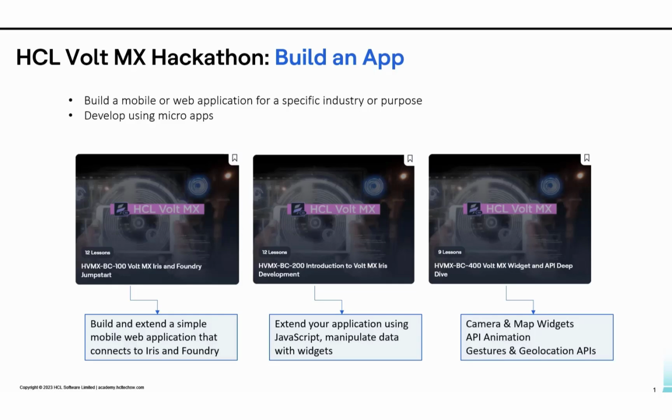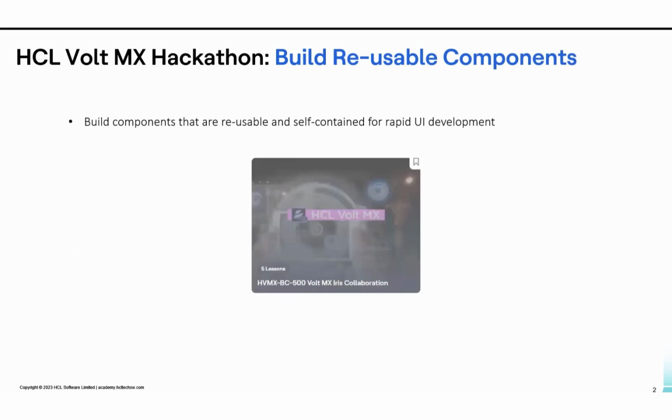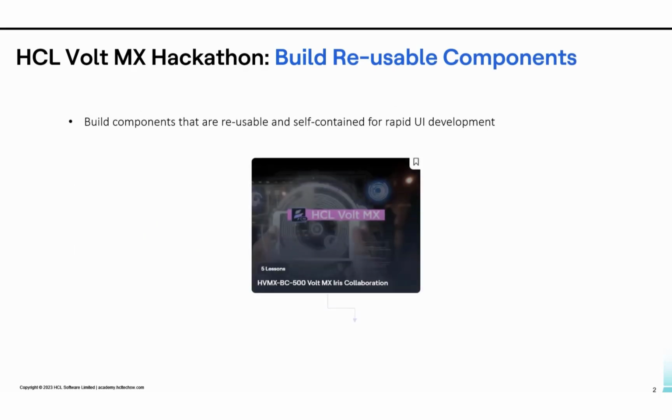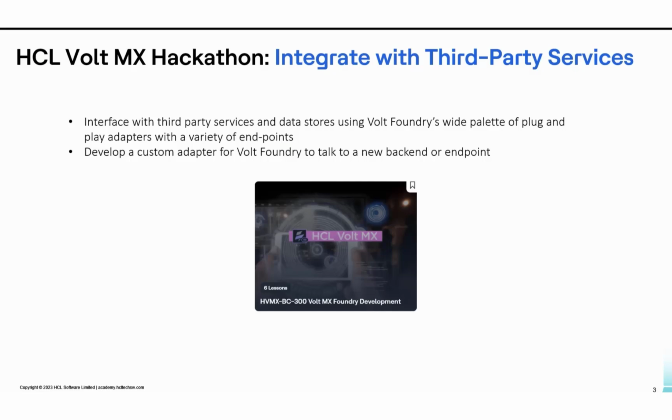If you're looking to build a reusable component or module, the Volt MX Iris Collaboration course will be key in teaching you how to save widgets and skins in collections and libraries for use in other projects. If you're looking to integrate with third-party services or data stores, you'll definitely want to check out the Volt MX Foundry Development course, which illustrates how to create Foundry services and how to consume those services, which will lead to reading and writing data in your application.